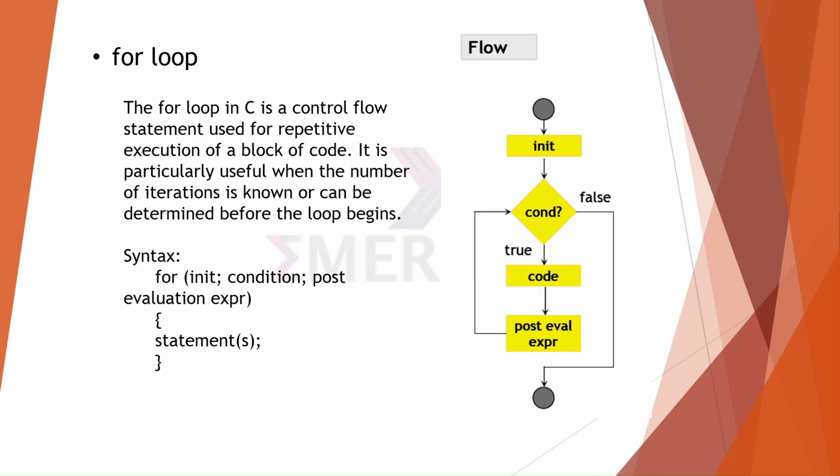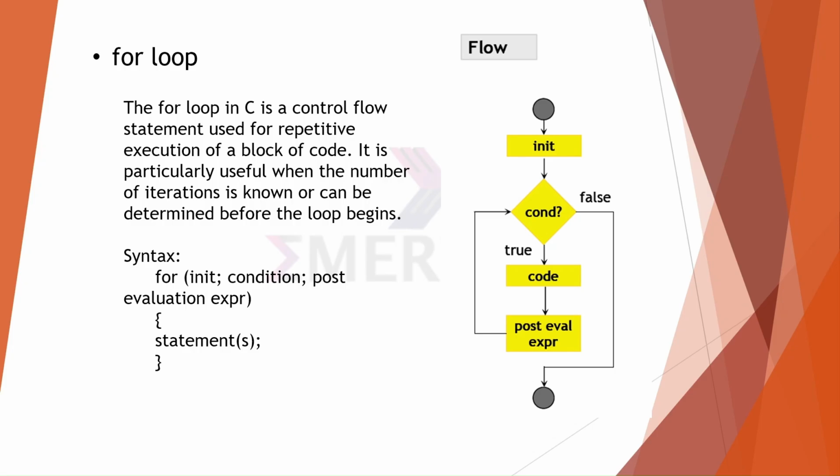Now we will discuss the for loop. The for loop in C is a control flow statement used for repetitive execution of a block of code. It is particularly useful when the number of iterations is known or can be determined before the loop begins. The syntax for the for loop is: initialization, then condition, and then post-evaluation expression.